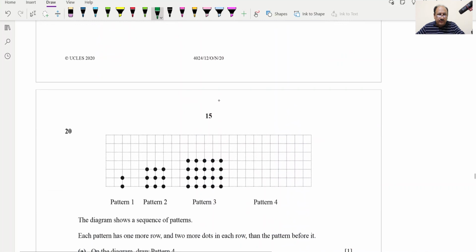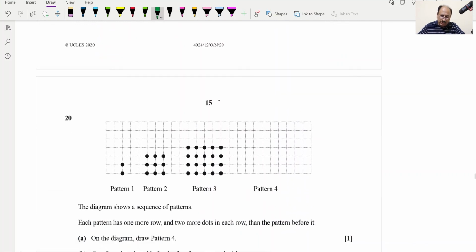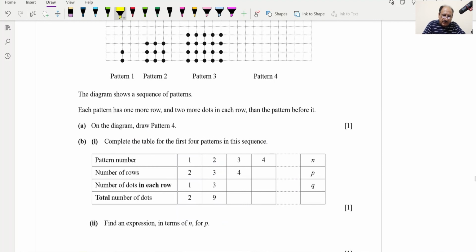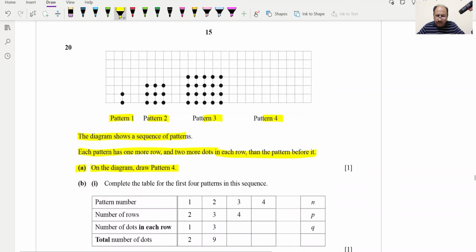Now we can move to question number 20. Question 20 is a sequences question. Pattern 1, 2, 3 and 4 pattern. 3 are given, the 4th we have to draw. The diagram shows a sequence of patterns. Each pattern has 1 more row and 2 more dots in each row than the pattern before it. A part, on the diagram draw pattern number 4.